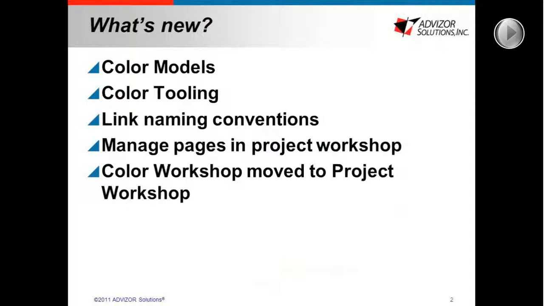So the main thing that's new is that we now have this concept of color models, and these are going to be a new project object, similar to tables, links, parse dates, etc. And these will be found in the project workshop, so there will be a new color models node under the project tree. We also have added some color tooling that will make it more obvious how a project is colored. We've also slightly modified link naming conventions, again to try and make it easier to see what's being linked and by what fields. We have added the ability to manage pages in the project workshop, so there will be another node, a pages node, under the project tree. And the color workshop functionalities have been moved to the project workshop. And again, these will be under a separate node in the project tree.